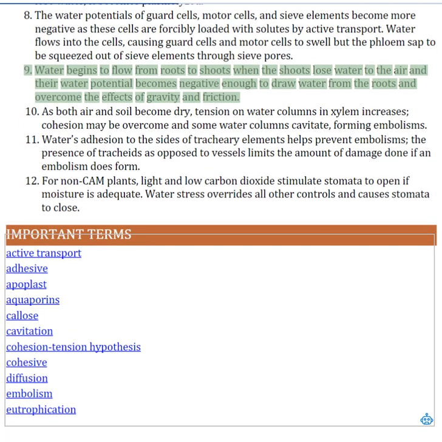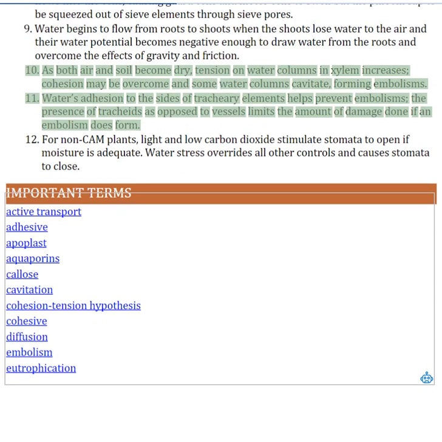9. Water begins to flow from roots to shoots when the shoots lose water to the air and their water potential becomes negative enough to draw water from the roots and overcome the effects of gravity and friction. 10. As both air and soil become dry, tension on water columns in xylem increases, cohesion may be overcome, and some water columns cavitate, forming embolisms.